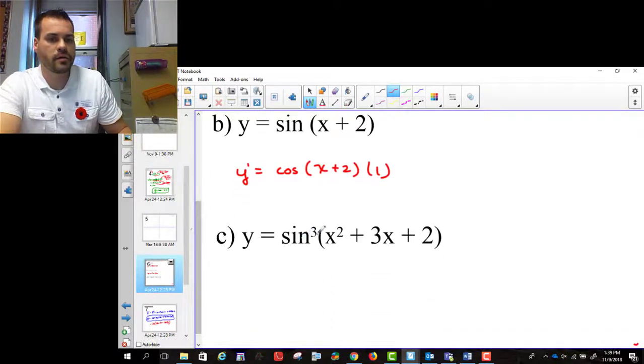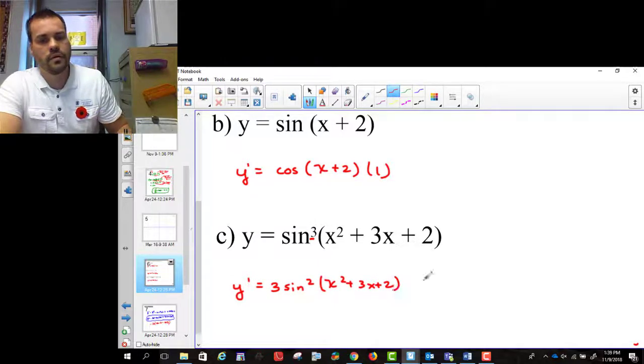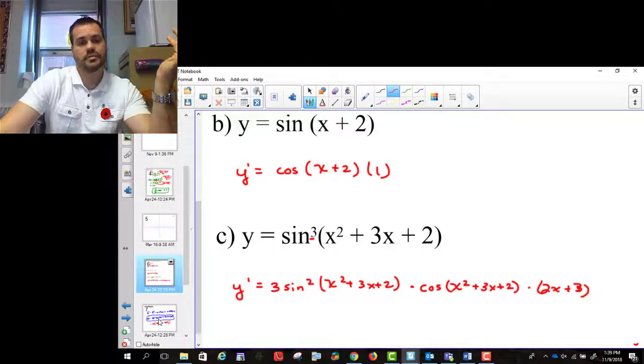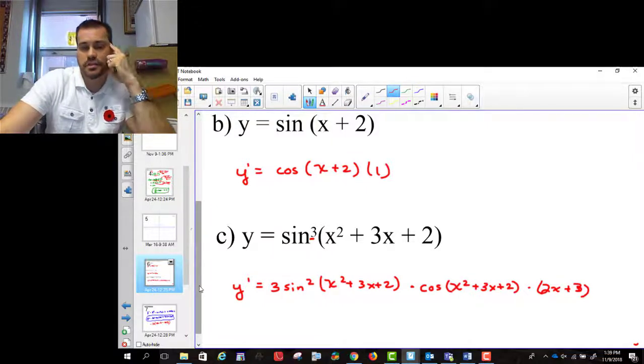Down here, we have a power first, right? We have sine cubed, so we do 3 sine squared. Then we multiply by the derivative of sine, which is cosine of whatever it happens to be. Then we multiply by the derivative of what's inside the sine and cosine in this case. And that derivative is 2x plus 3. So there's our derivative of the whole thing. And that's how you do trig derivatives. You just follow the same rules, sine, cosine, just sort of get added in as functions, all right?